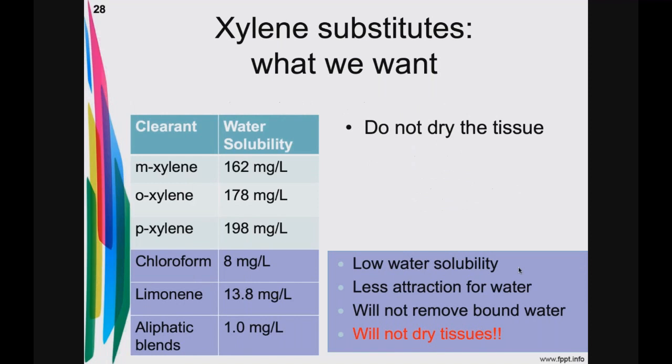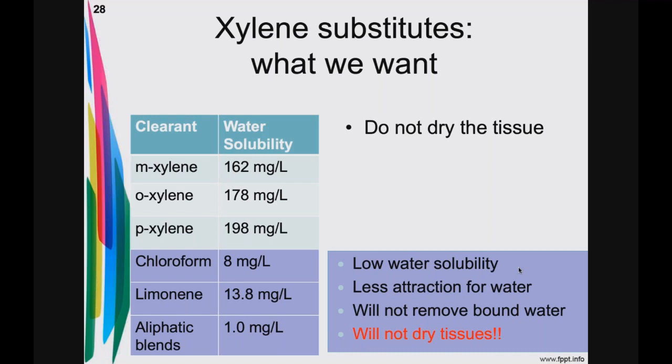You can have 2 to 3 stations of xylene substitute because as the tissue sits in there, these aliphatic hydrocarbons won't dry the tissue out, because they don't have that characteristic. Take a look here. This is why they won't dry the tissue out. If we took a look at the safety data sheets, you get this information from the safety data sheets. What's the water solubility? I put in there what the water solubility was for xylene.